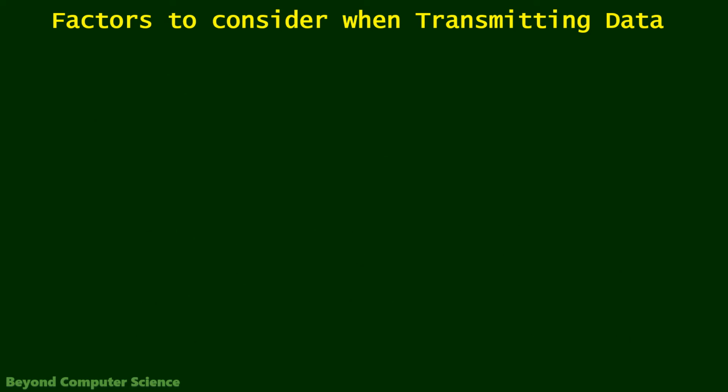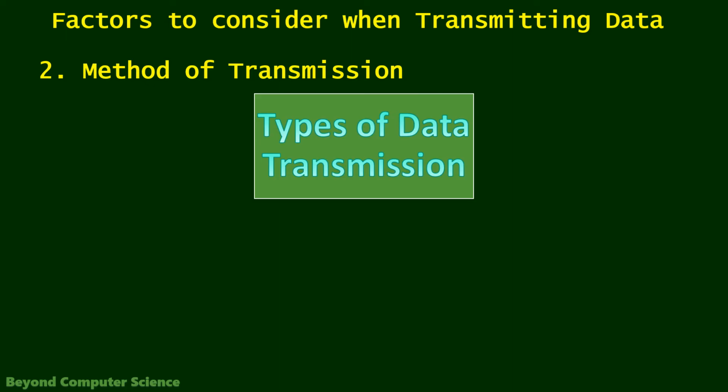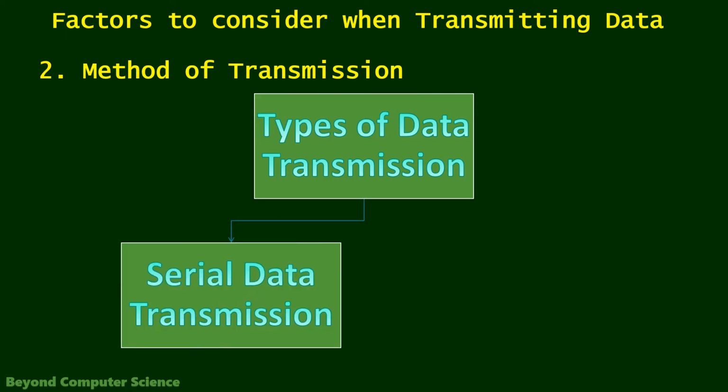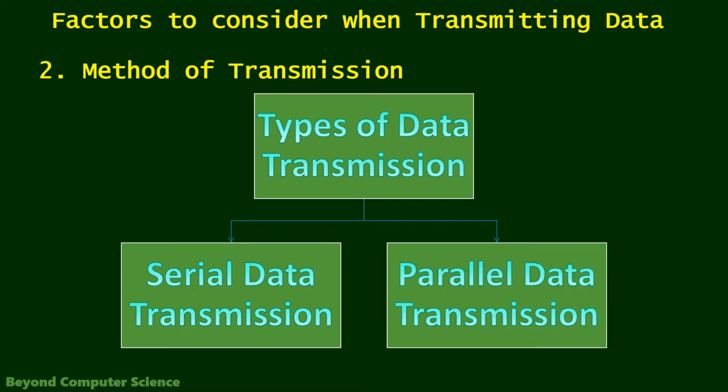Now the next thing is method of transmission. What do we mean by method of transmission? Which method are they using? So we have two types of data transmission here: serial data transmission and parallel data transmission. The method can be serial for transmitting data from device A to device B, or it can be a parallel method from sender to receiver, device A to device B.